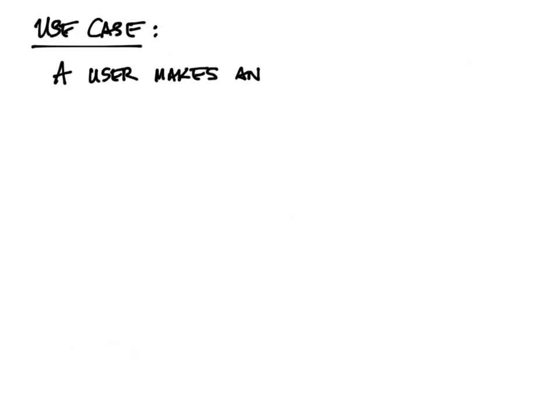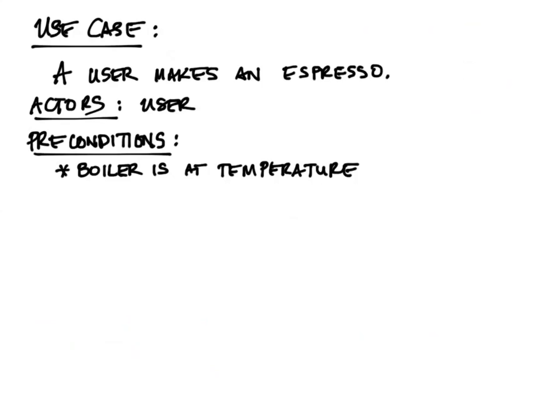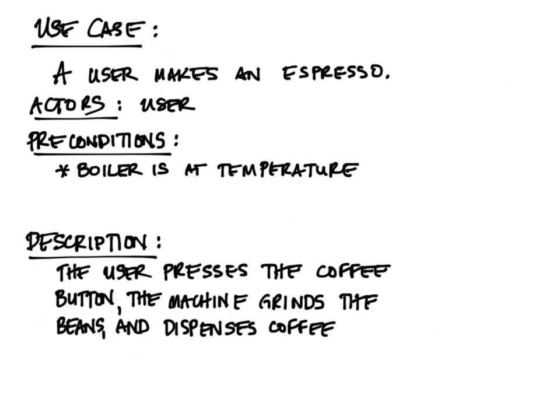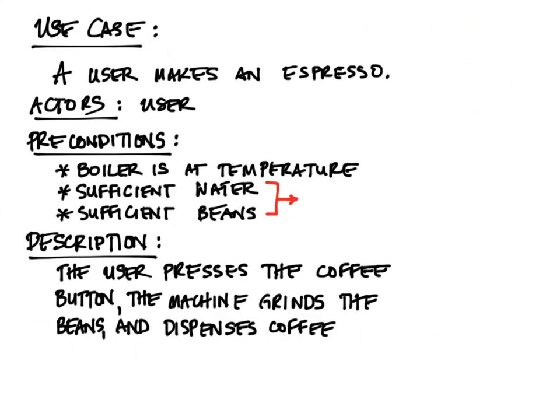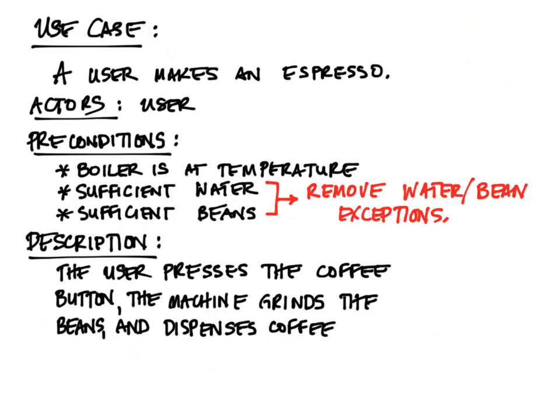So here's our original use case. The user makes an espresso. The actor is a user, and our precondition is that the boiler is at the right temperature. And then our description says exactly what will happen. The user presses the coffee button, the machine grinds the beans, and dispenses the coffee. So now I'm going to add 2 more preconditions, and you can probably already guess what they are. My first precondition is that I have sufficient water and that I have sufficient beans. So these remove the possibility that we'll run out of water or run out of beans as an exception.